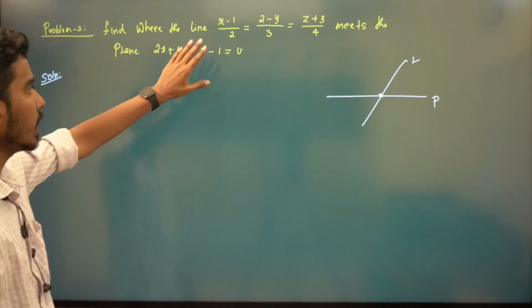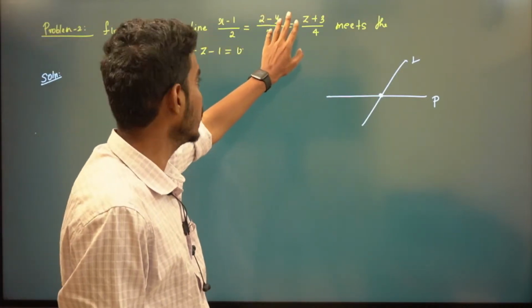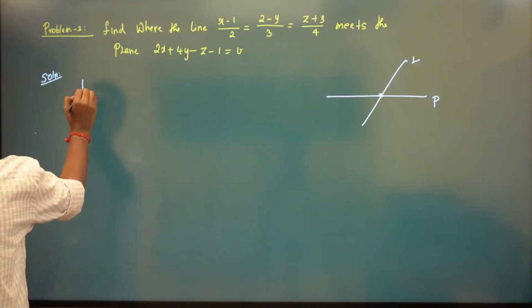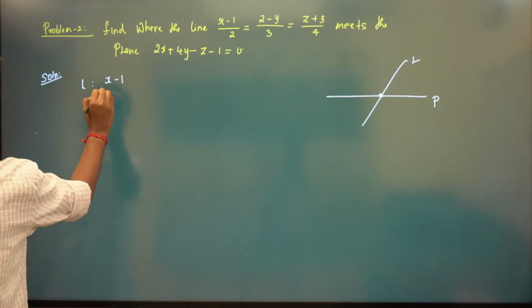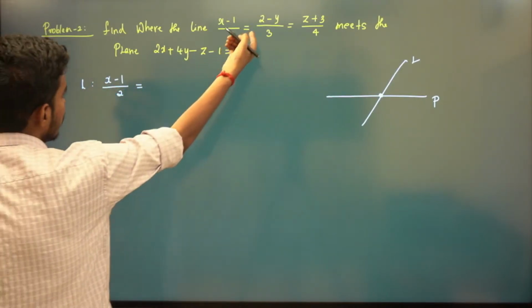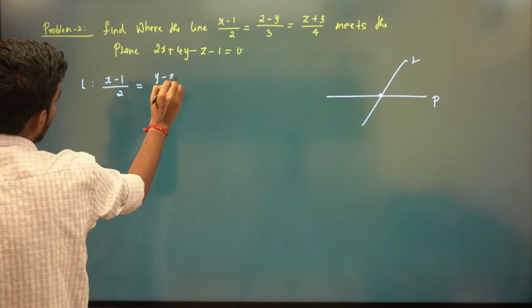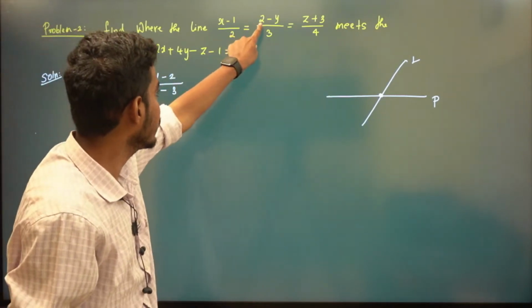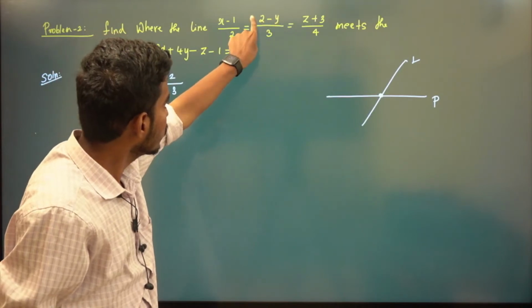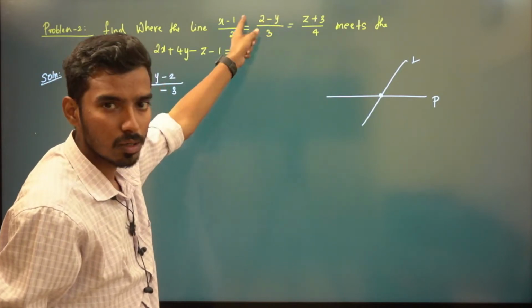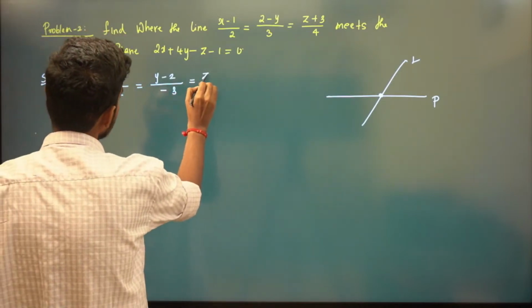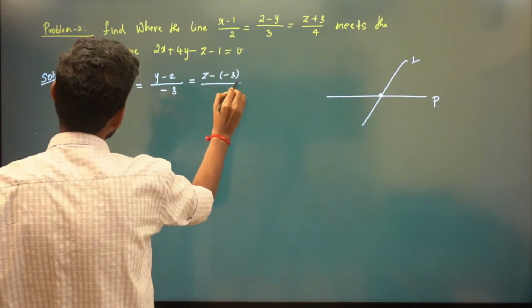See, this is not in symmetrical form, right? Because for symmetrical form, it has to be y minus. So we will change this to symmetrical form. L is (x minus 1)/2. We'll take minus outside, so we will have (y minus 2)/(minus 3). Bring that minus 2 below, is equal to (z minus of minus 3)/4.